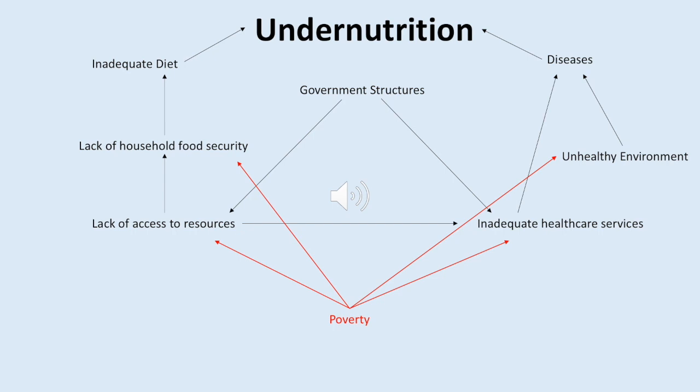Lack of resources can be contributed to by government structures. So certain governments might either increase the amount of resources one has or decrease, and this could definitely directly influence whether or not someone is suffering from undernutrition or not.